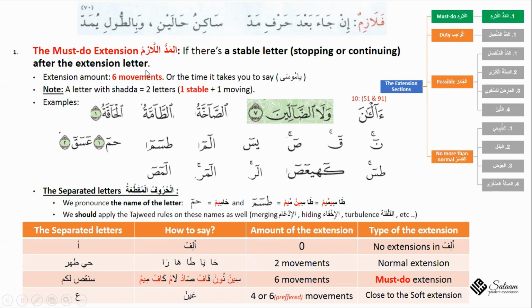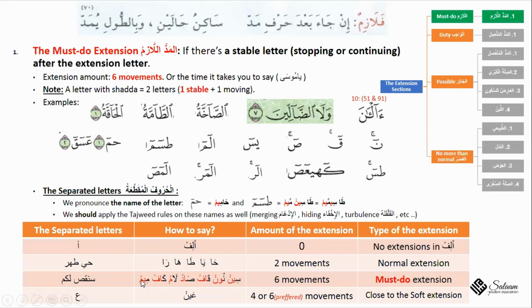You must do the extension here, six movements. So here in the seen, noon, qaf, sad, lam, kaf, mim, these seven letters, you will always do six movements. And the type of extension here is must do. You see how we reach this point. I don't need to memorize these. I just need to say it.